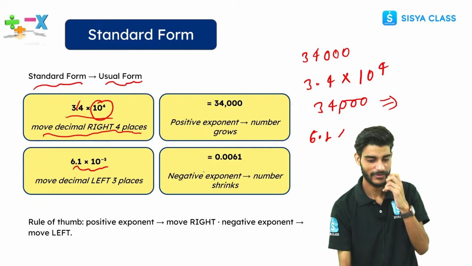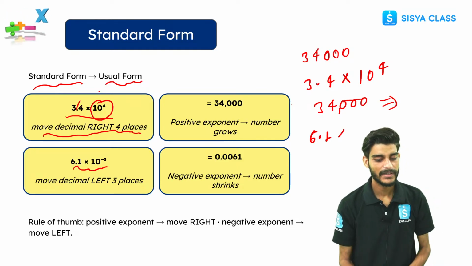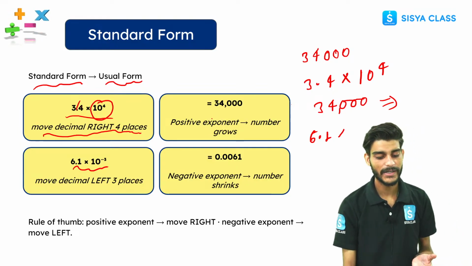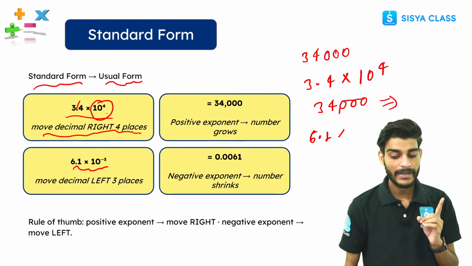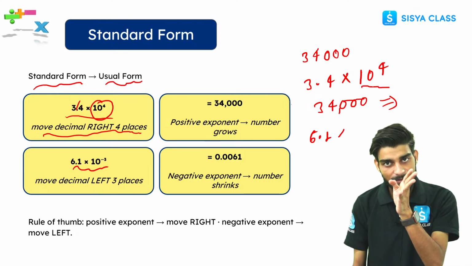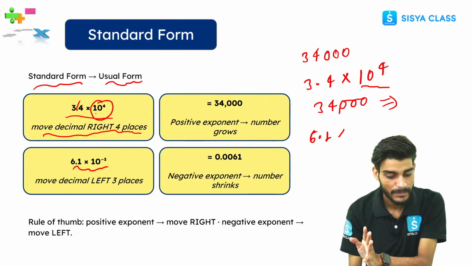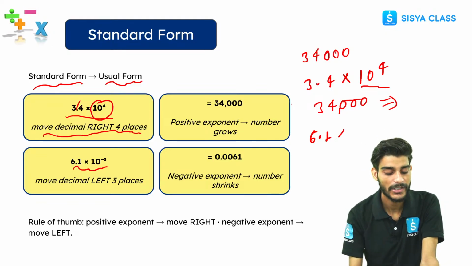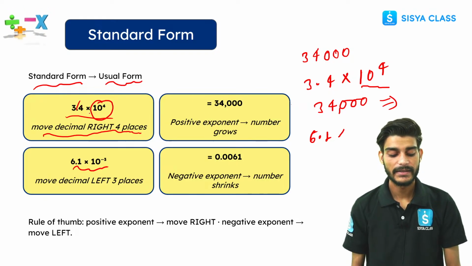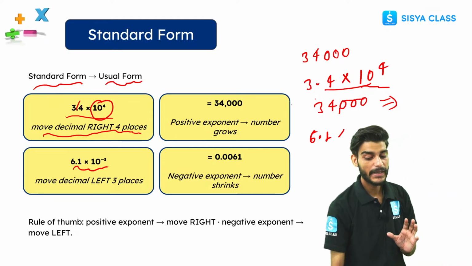So we were talking about the standard form and the usual form, right? Here we have 3.4 into 10 raised to the power 4. If I have to write this in usual form, what will I do? Once again I am repeating it: firstly see the power and then move the decimal to the right. Move your decimal right 4 places. This is what you have to do for big numbers.